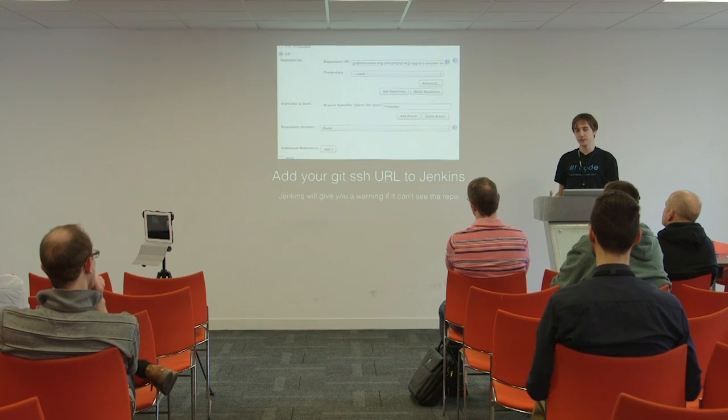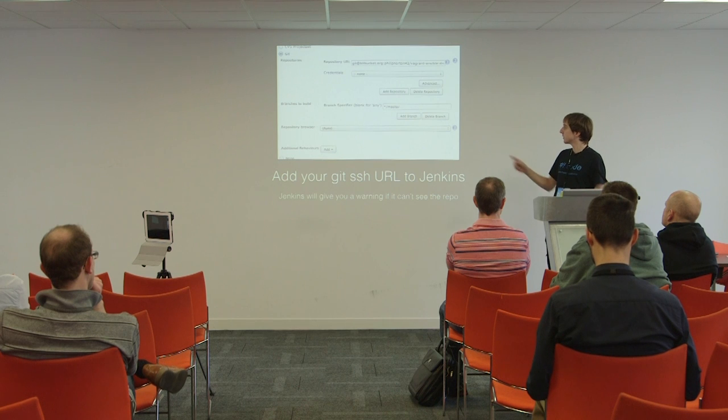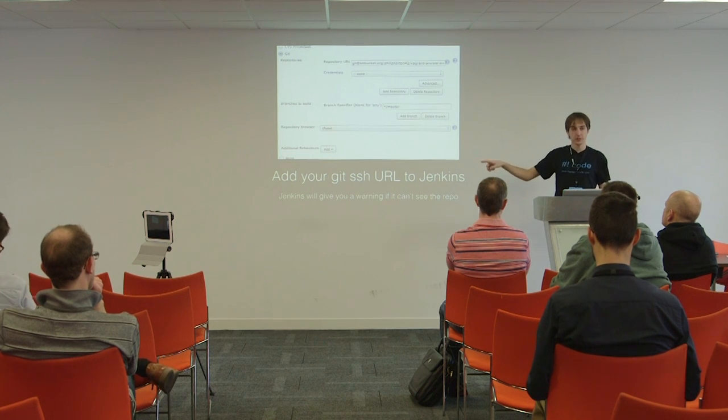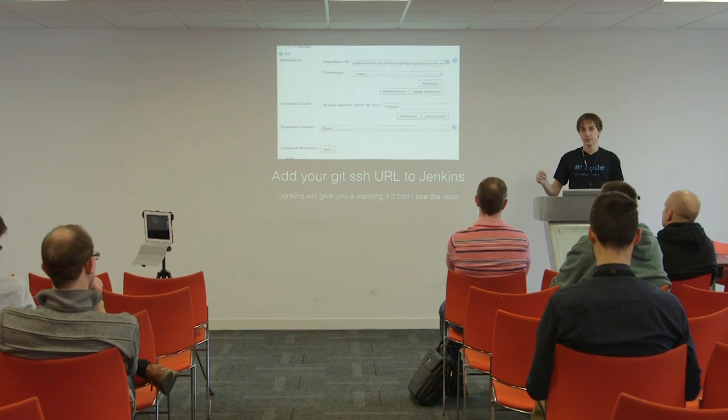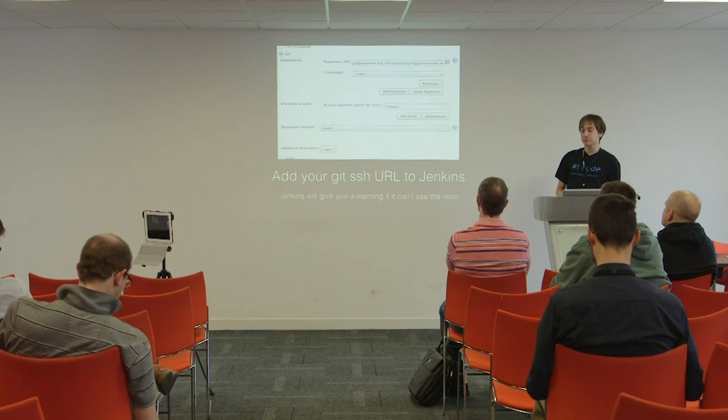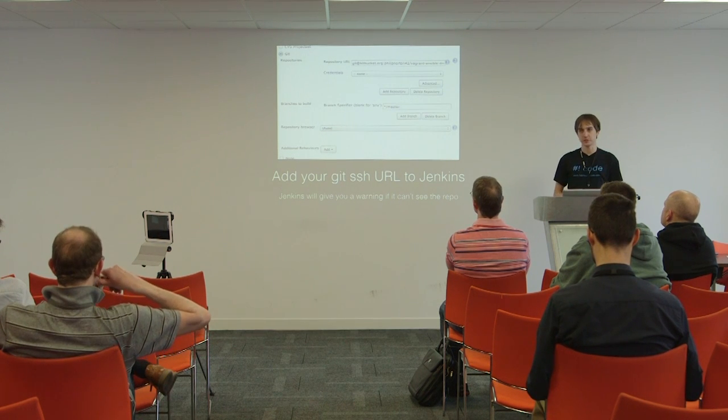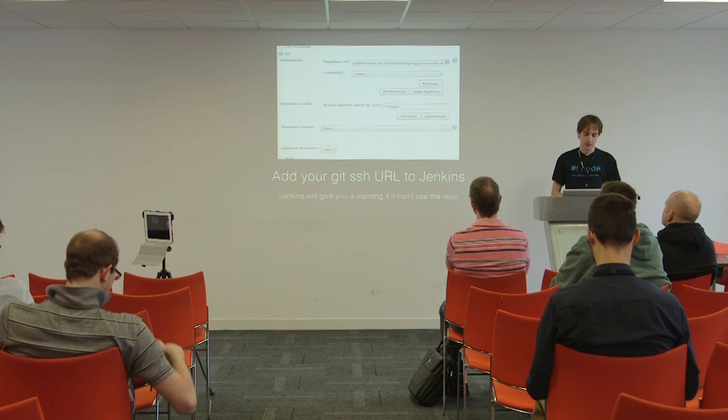If Jenkins can't actually get hold of that for any reason, it'll let you know. So it's a good test to see what's going on before you start breaking builds. The question marks in the blue boxes are quite useful. If you click on those, it'll drop down a little help system and tell you what sort of things each checkbox is for.